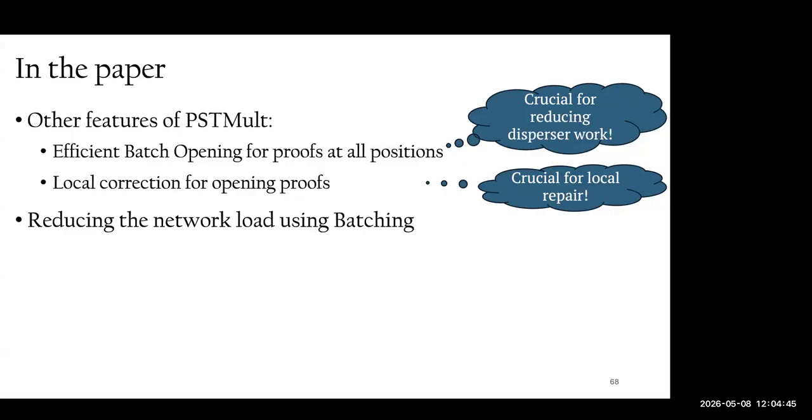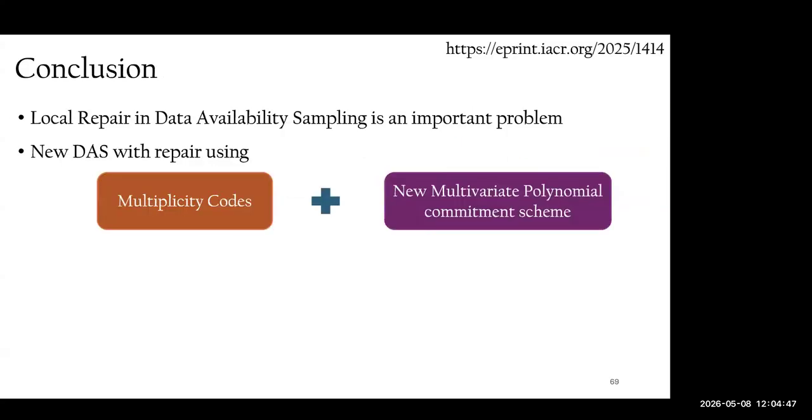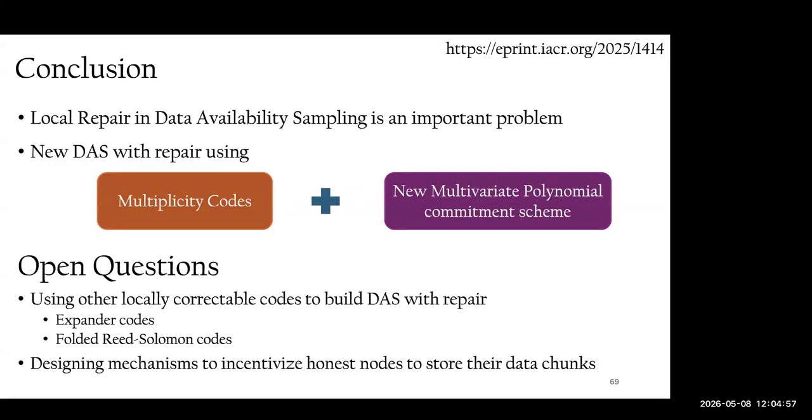So you can find more details in the paper. To conclude, hopefully I've convinced you that local repair in data availability sampling is an important problem. And what we saw today was one way to get DAS with local repair with these 2 building blocks. I think there are good open questions in this space, which is you can use other locally correctable codes, like in coding theory there are a lot of other options, but we would also need to build the corresponding commitment schemes, and that's the fun crypto question for us.